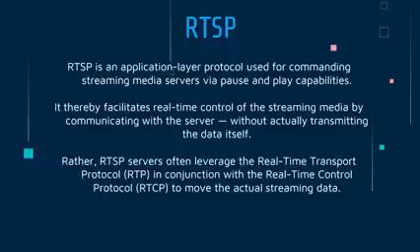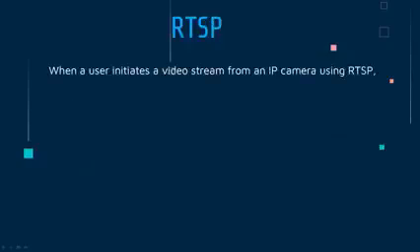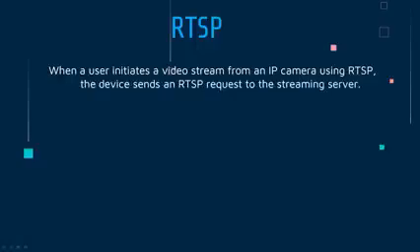The important point is that you're not getting the stream over HTTP or HTTPS. It's going over RTSP, port 554. When a user initiates a video stream from an IP camera using RTSP, the device sends an RTSP request to the streaming server.